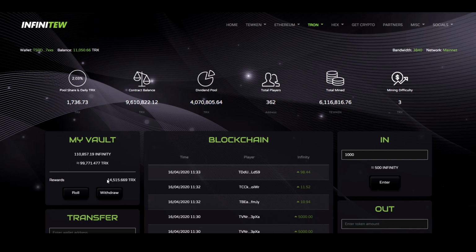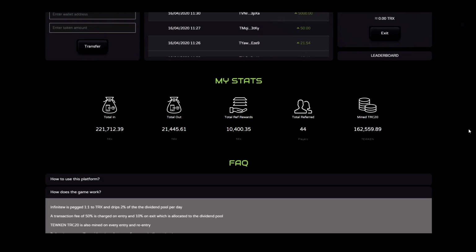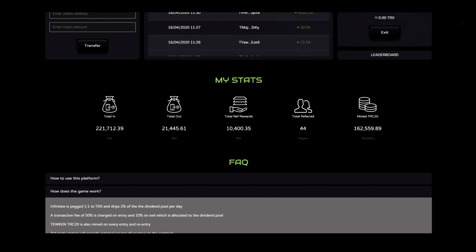The amount of rewards you get is based on the amount of share you have of this pool. And the amount of pool share I have is based on how many Infinity I have. And the amount of Infinity I have depends on how much TRX I've put into the contract. As we see here, I have 110,857.19 Infinity, worth 99,771 TRX.